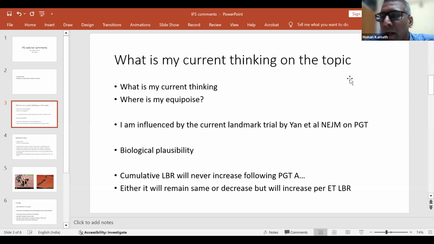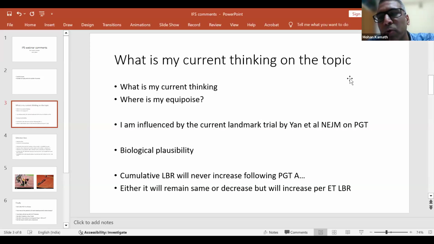So let's look at the biological plausibility. I'm happy to have a discussion, but my clear thinking is that cumulative live birth will never increase following PGTA, if we use the right definition. It will either remain the same or it will decrease following PGTA. But it can increase per embryo live birth rate. This is where my thinking is as far as the biological plausibility is concerned. I'm happy to discuss this with anybody.